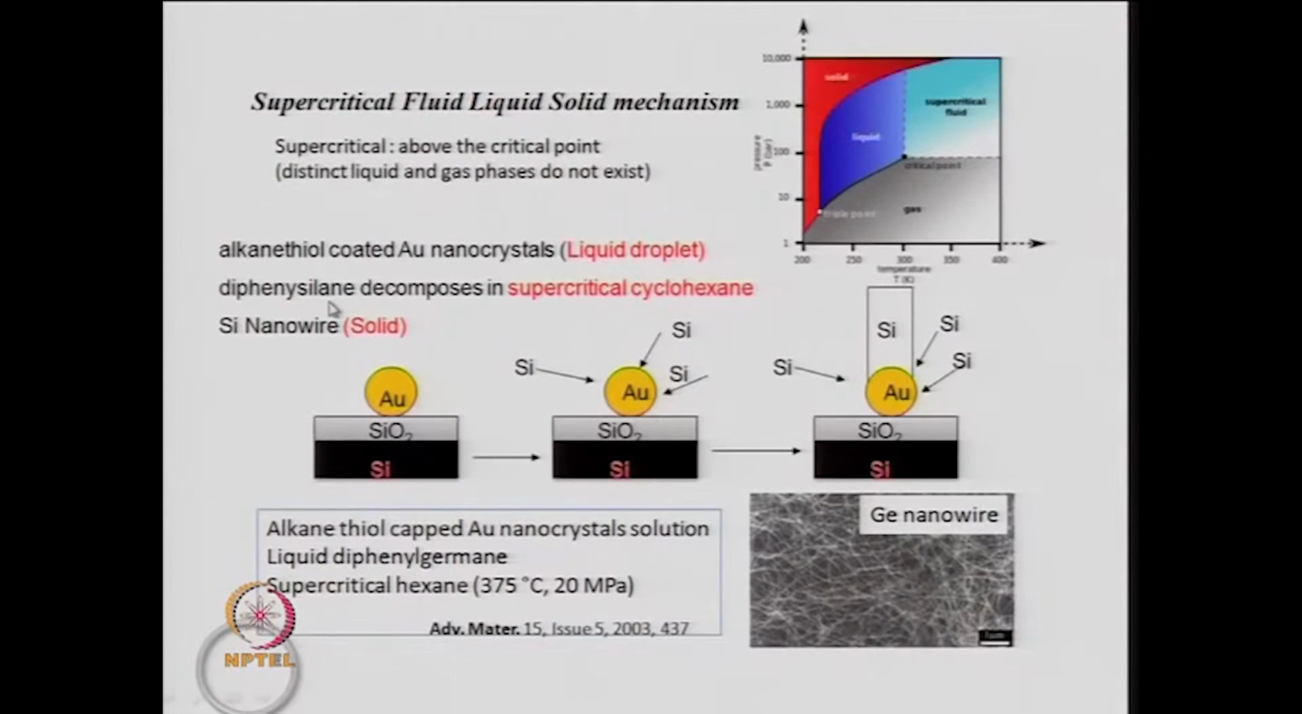Now, diphenyl silane is a precursor for silicon. So, what happens when you take diphenyl silane in supercritical cyclohexane, it decomposes to give you silicon vapors. Those silicon vapors are then surrounding the nanocrystals on which the growth will take place.